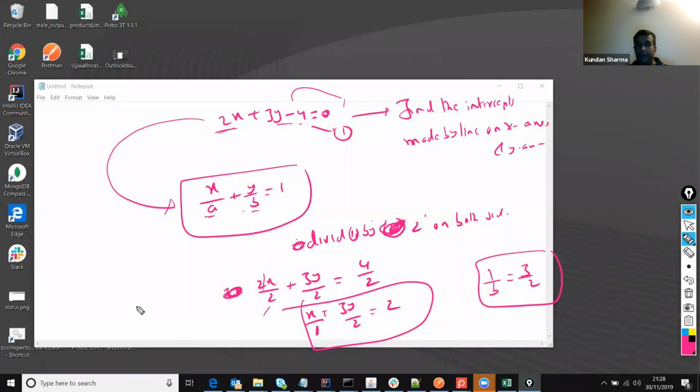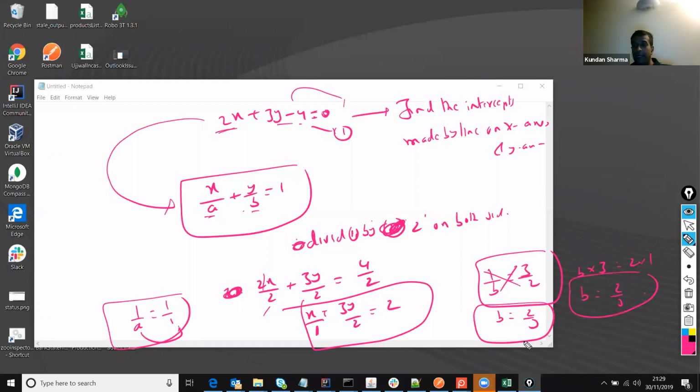So what is 1 by a? 1 by a is 1 by 1, right? So the value of a is straight away we can say it is 1. But what is the value of b? Because 1 by b is 3 by 2, so b will be 2 by 3. How do you find out? We cross multiply, right? So b times 3 is equal to 2 times 1, and b is equal to 2 by 3. So if b is 2 by 3, a is 1.